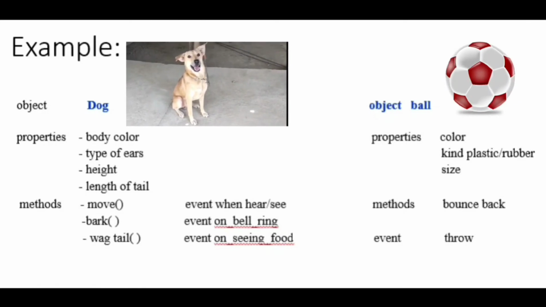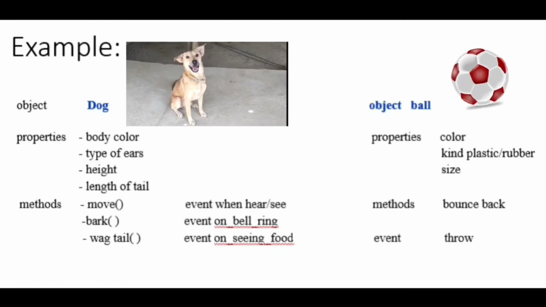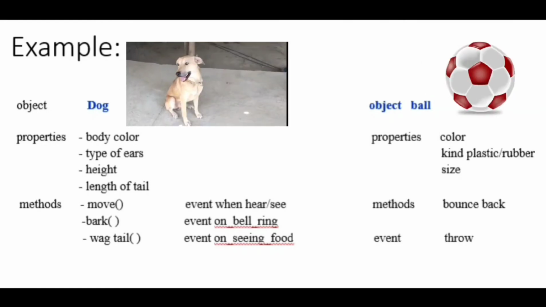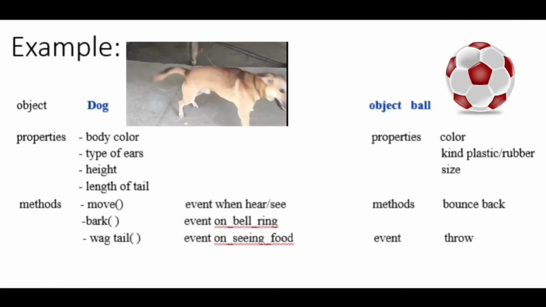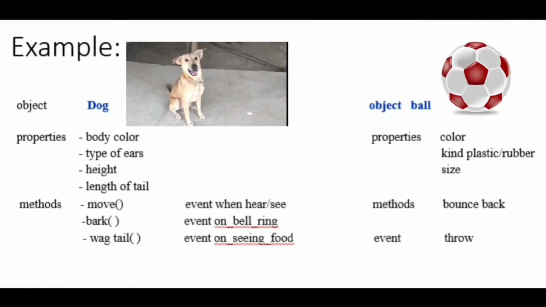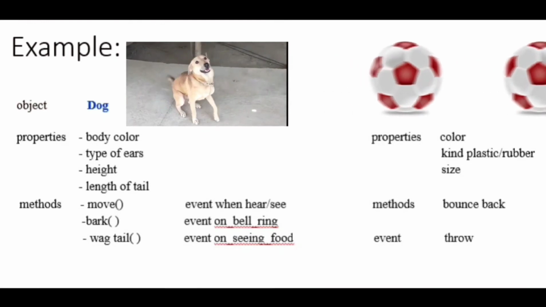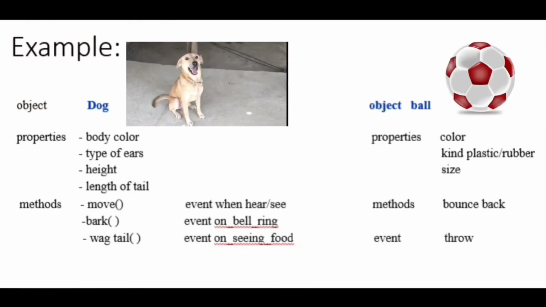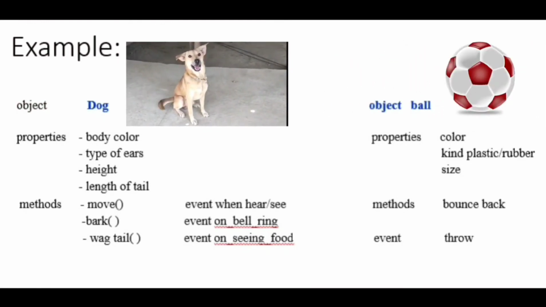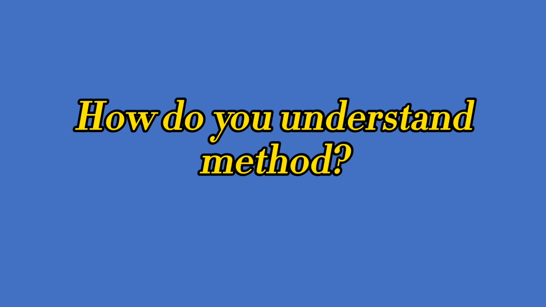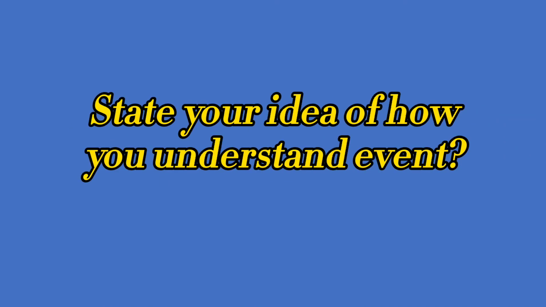Another example is the ball. Properties of the ball can be a color and a kind, if it is made of plastic or rubber, and the size of the ball, if it is small or big. Methods can be bounce back. In the event of when you throw the ball, it bounces back. How do you understand method? State your idea of how you understand event.